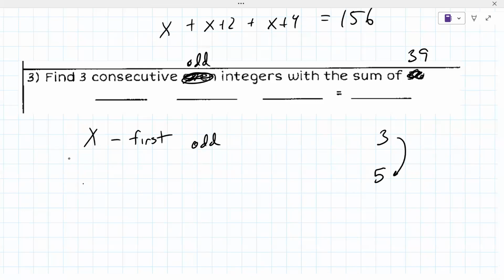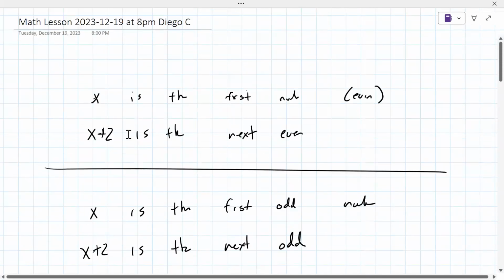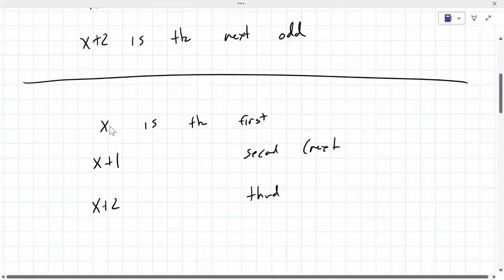Oh, X plus 2. Okay, so I feel like you missed the whole part in the beginning where we talked about that if X is the first even, X plus 2 is the next. If X is the first odd, then X plus 2 is the next odd. You have to know this. This is your responsibility. And if you just want consecutive ones, you go X plus 1 and X plus 2.